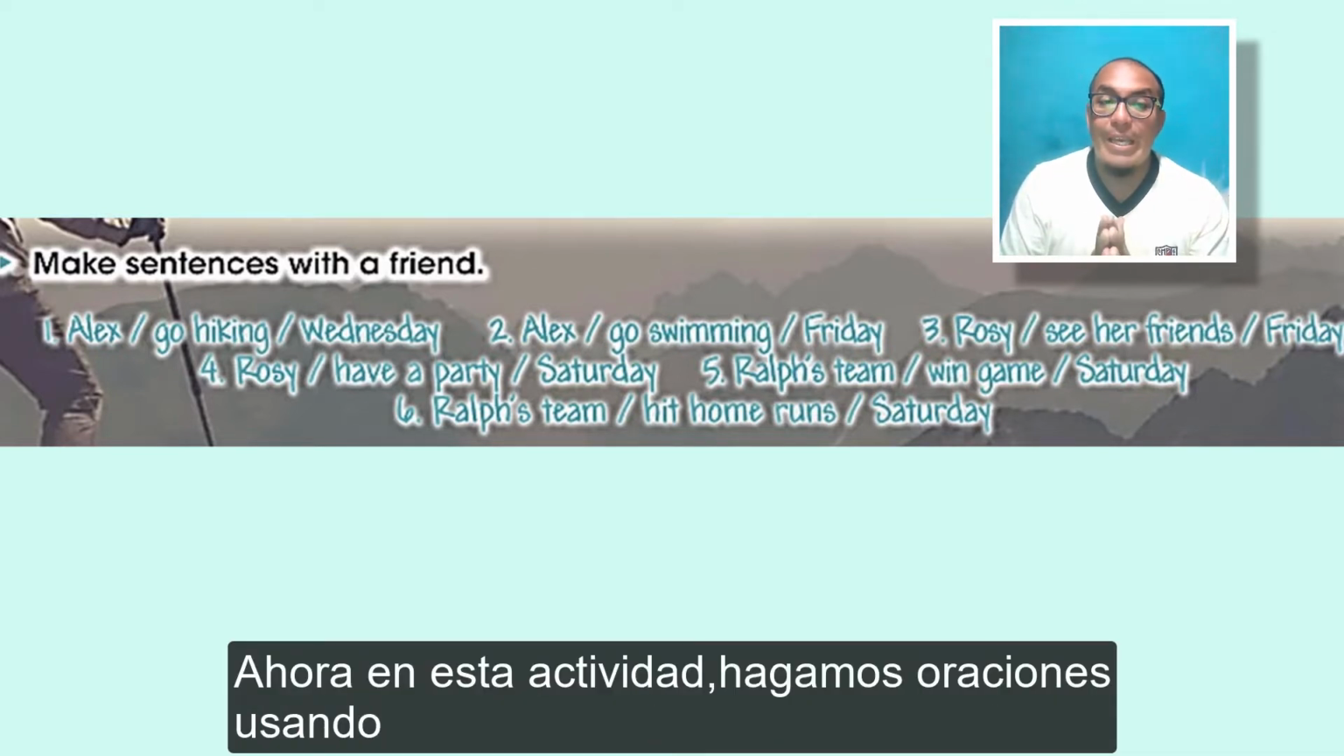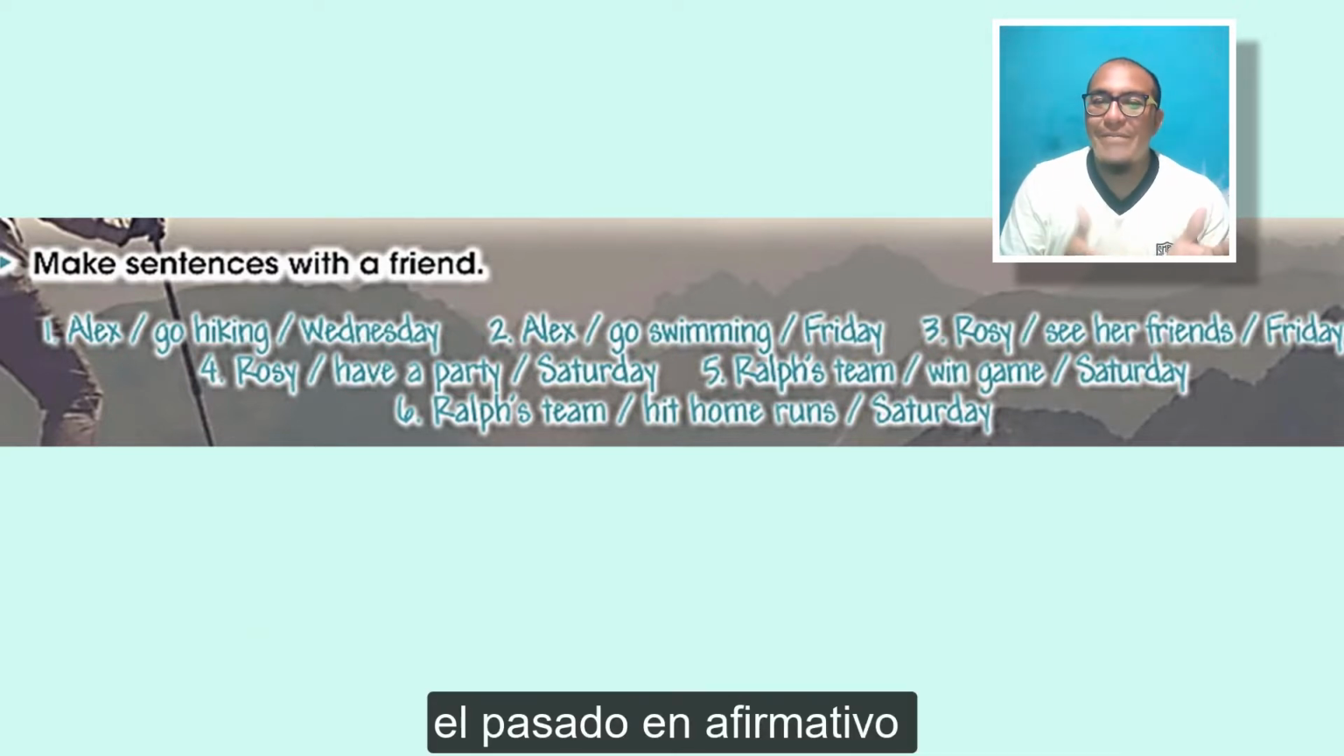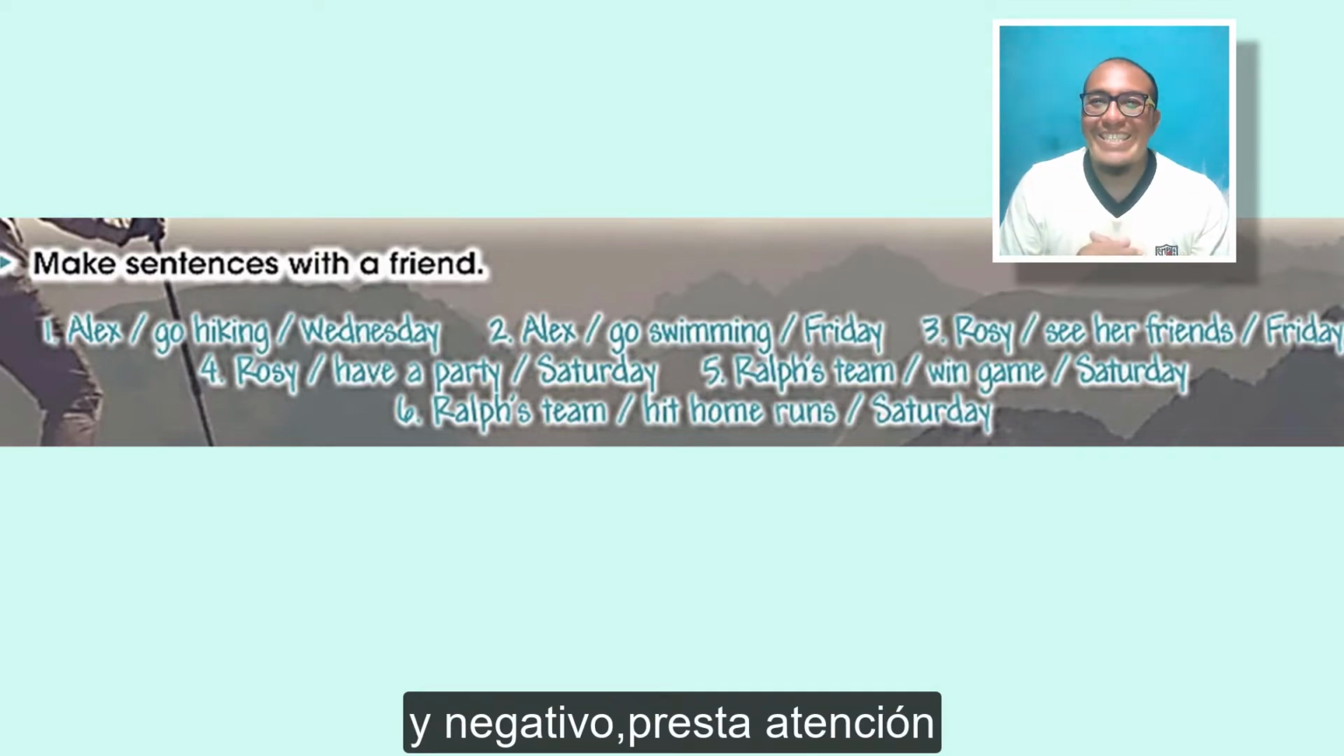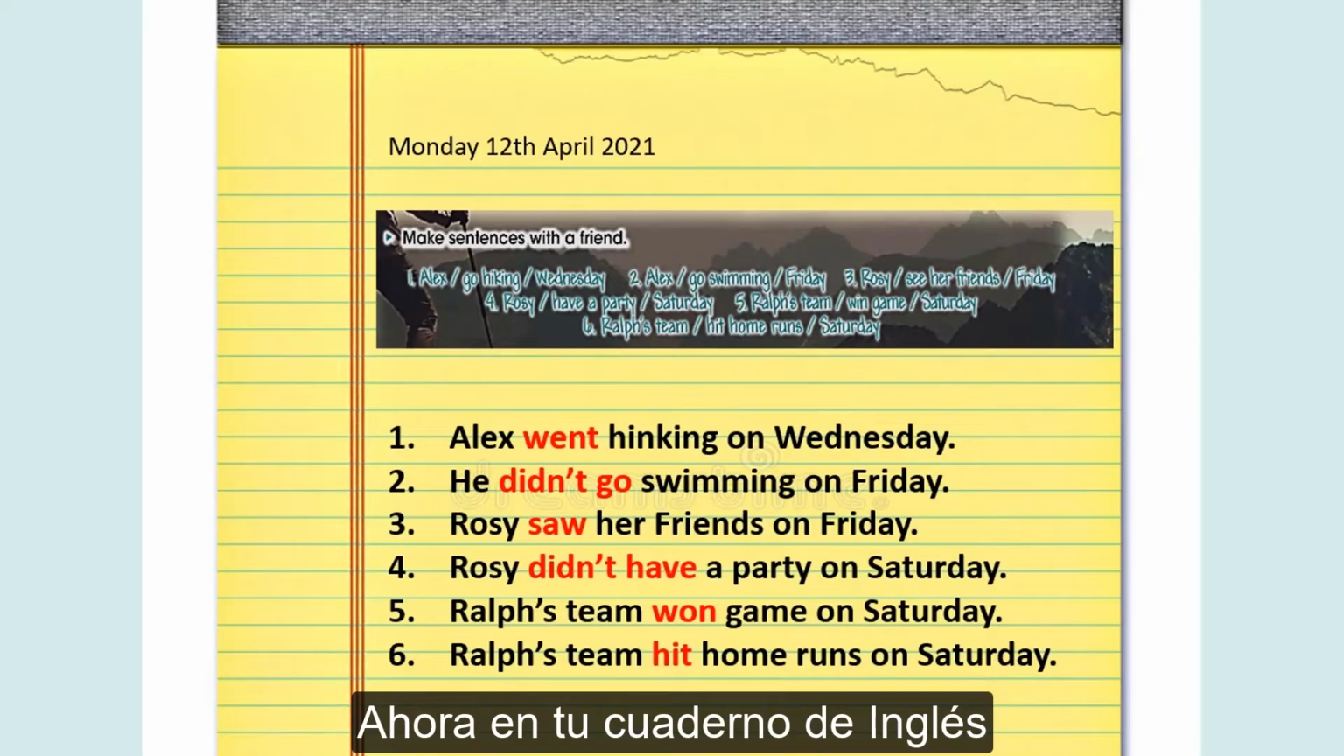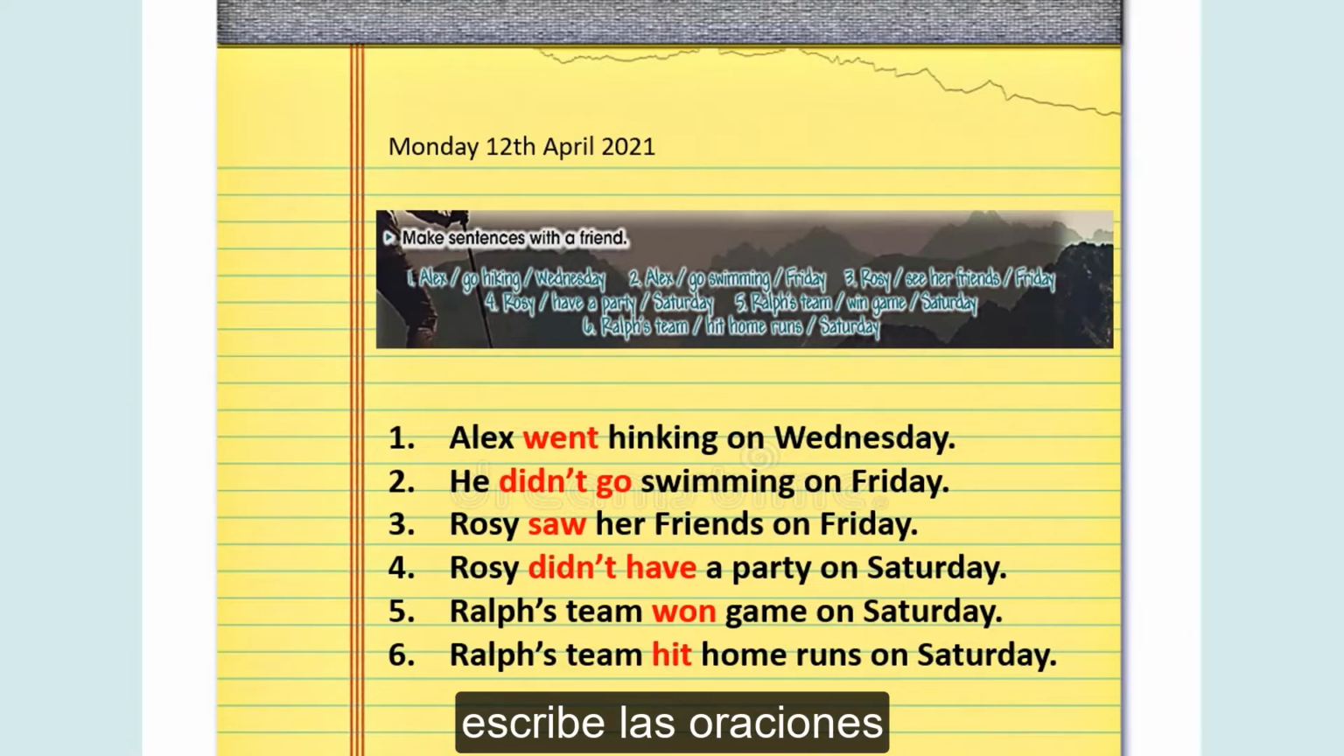Now in this activity, let's make sentences using the past in affirmative and negative. Pay attention. Now in your English notebook, write the sentences.